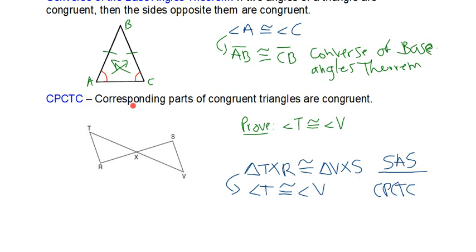And the same thing could be done if, for example, you are asked to prove side TR is congruent to side BS. If you have to prove that two segments are congruent, you do exactly the same. First, you prove that the triangles are congruent, and then you can state that those two sides are congruent by CPCTC. So these are the things that we need for our proofs today.